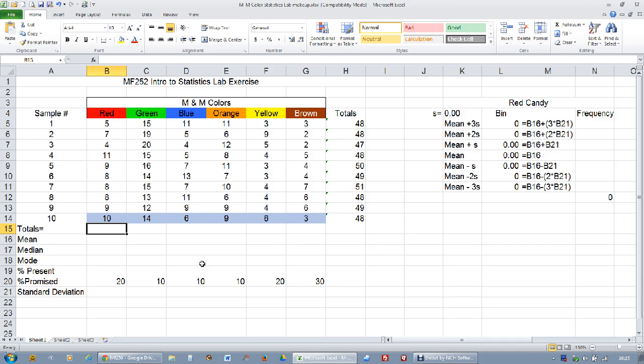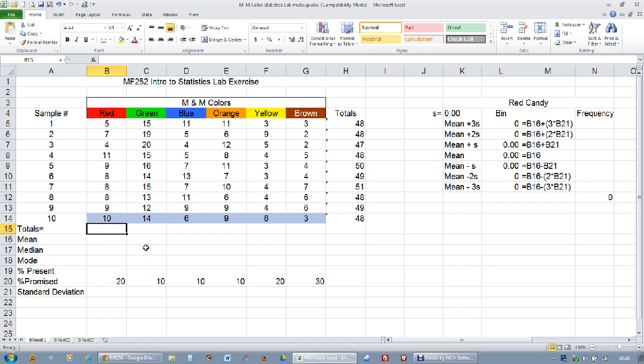Now, in your template that you opened up, you'll see that I have already entered a whole bunch of numbers. Samples 1 through 9, those are other students, and you could say each student was a sample number or trial number. So go ahead, pause the video here, and fill in the rest of your worksheet.